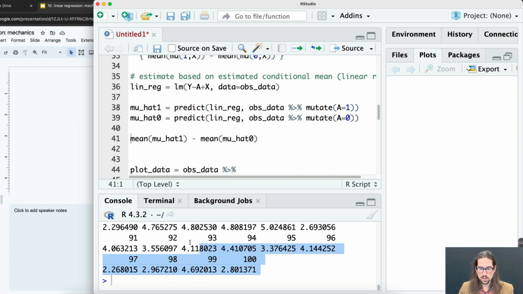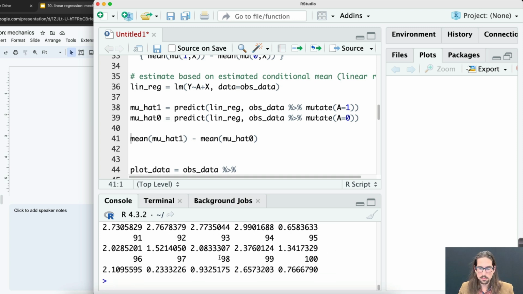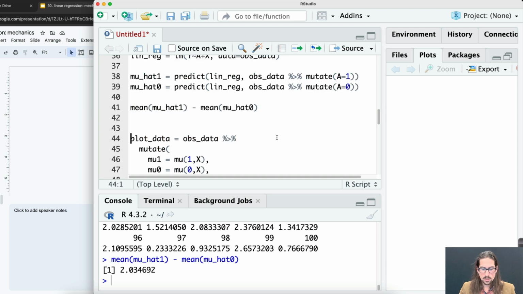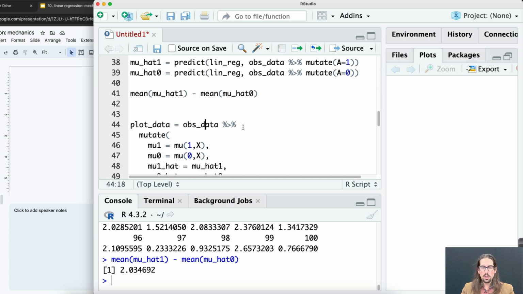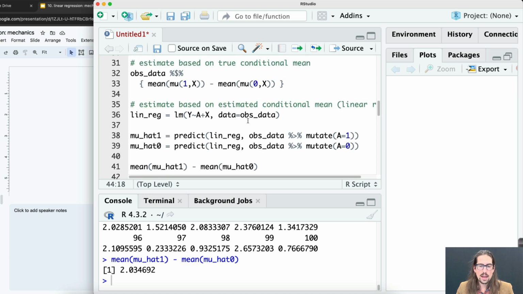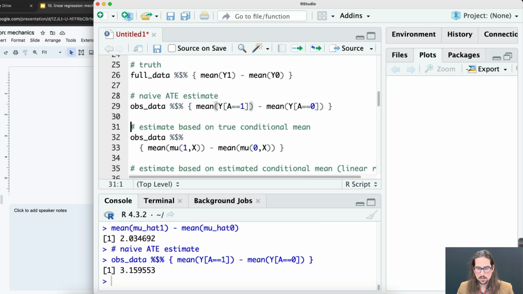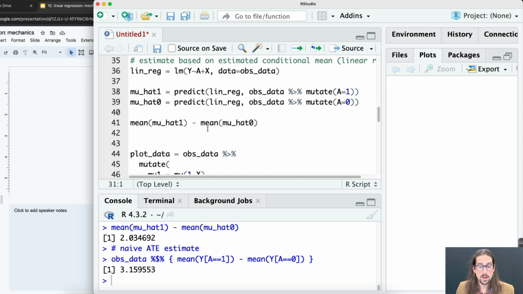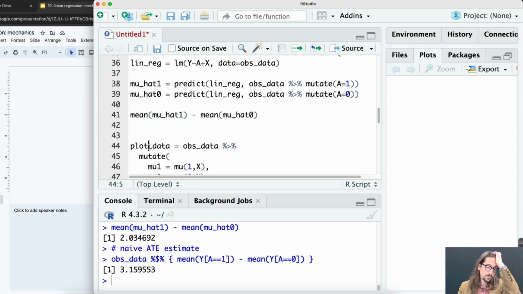So these are my predictions for each of the 100 people, assuming they had been treated. And these are my predictions for all those 100 people, assuming they had not been treated. And now what I do is I just average those, and I take the difference. And I get basically the right answer, okay? So that's great. Regression has saved us here from this confounding due to x, because if we had been doing this naive ATE estimate, we would have gotten something much worse, and that's the only thing we've been able to do until now. So this gives us a much better estimate of the true causal effect.